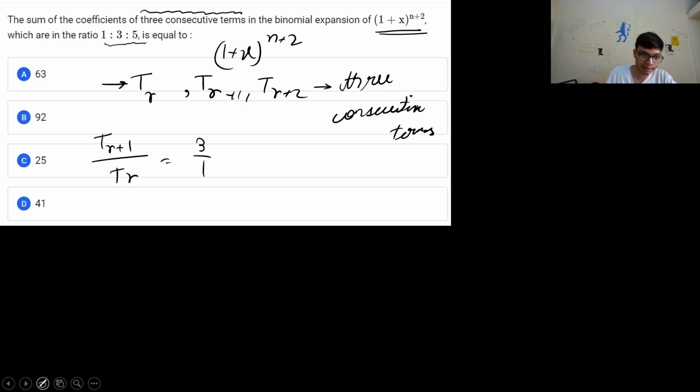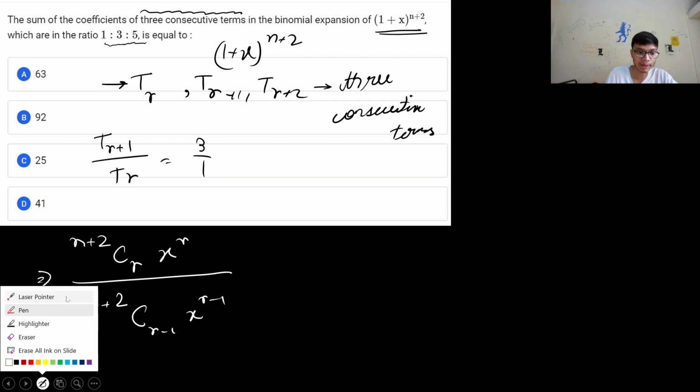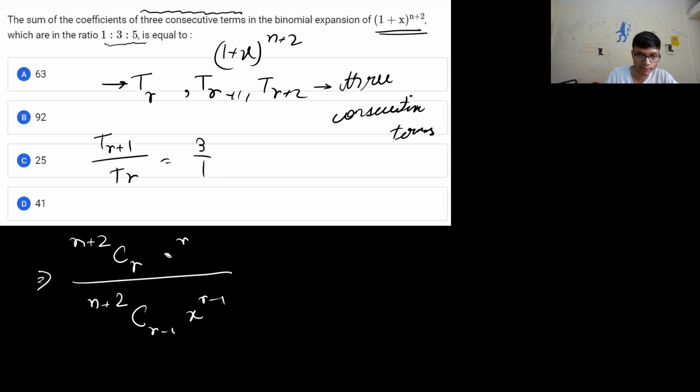ठीक है, सो यहाँ से मैं इस क्वेश्चन को सॉल्व करने के लिए पहले एक क्वेश्चन लिखूंगा, that will be regarding the T(r+1) term, which will be given as nC2n, n+2Cr into x की power r, whole divided by n+2C(r-1) x की power r-1. But since we are talking about only binomial coefficient, the coefficient for this particular term will not include x. So from here I will get the relation something like this, and this will be equal to 3.